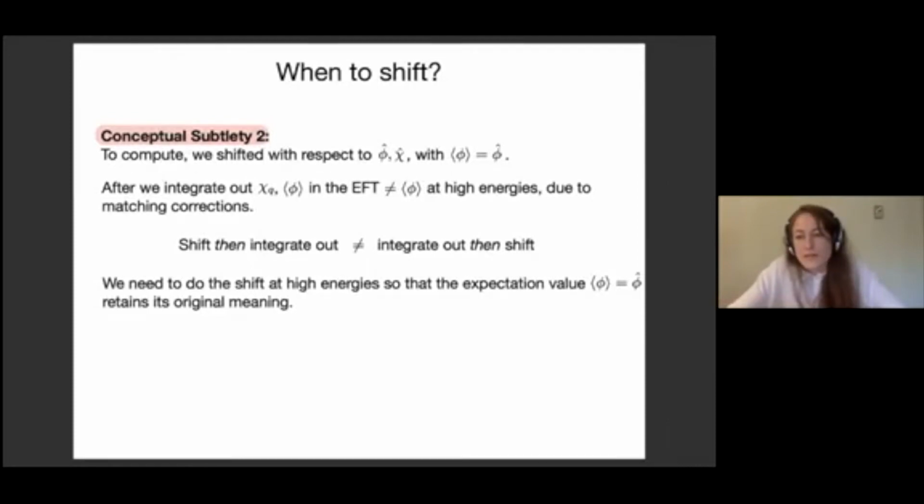And I'm emphasizing this because in our derivation, this means that we need to do the shift in our functional derivation at high energies before we've integrated anything out, because it's really important that the expectation value of phi, being this phi hat, retains its original meaning. Similarly, of course, the effective potential will depend on the expectation value of chi, and the shift had to be done before we integrated out chi.